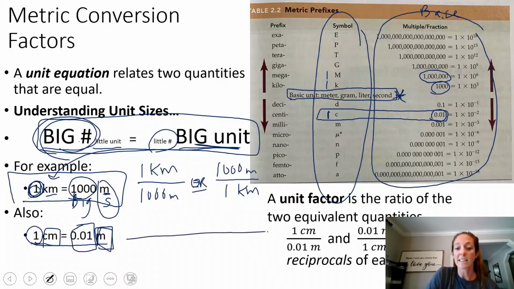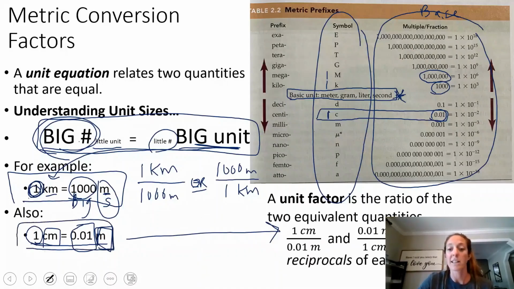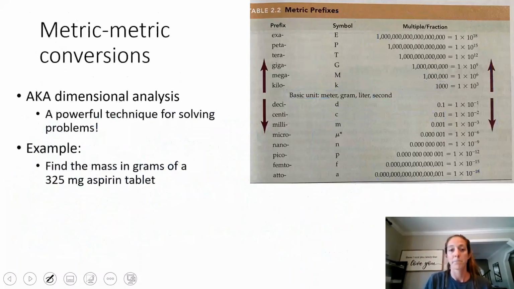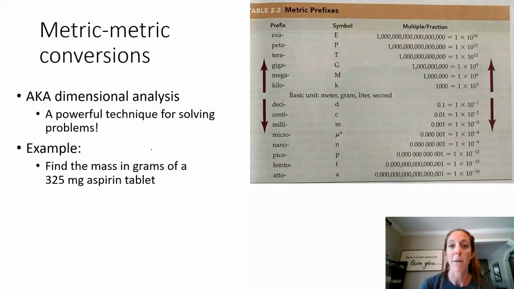So again, I can take this and write 2 equivalent quantities knowing that these equal each other. I can say 1 centimeter over 0.01 meters, or I can say 0.01 meters over 1 centimeter. Okay, so knowing those unit factors, we can do what's called dimensional analysis. So if I said, I need to find the mass in grams of a 325 milligram aspirin tablet, how would I go about doing that?